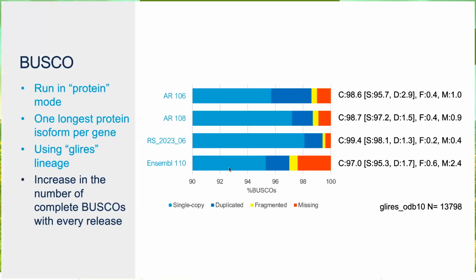But I will point out that if we do this using BUSCO to measure the annotation quality, we do see quite an improvement. In our case, instead of generating annotation de novo using something like Augustus or MetaEuk, we run BUSCO in protein mode. We start with all proteins from the annotation, pick the longest isoform for each gene, and then run it against a set of BUSCOs. In this case, we run it against the glires, and as you can see, going from AR106 to 108, we see a good improvement in completeness score, and we see that further improve with the RS-2023-06.